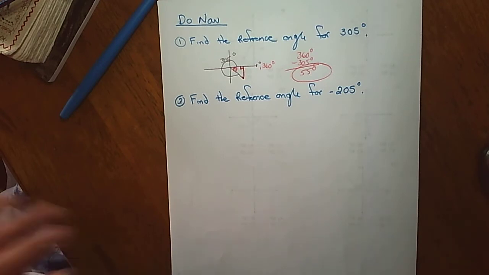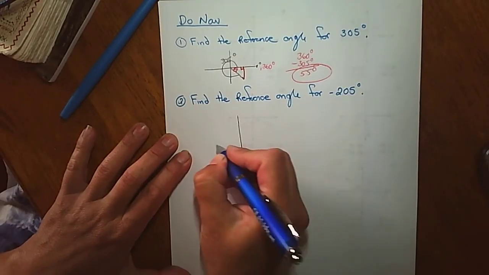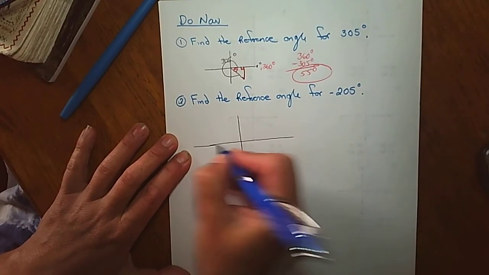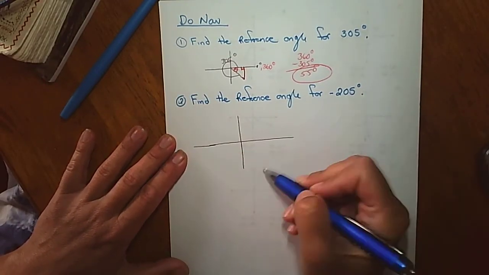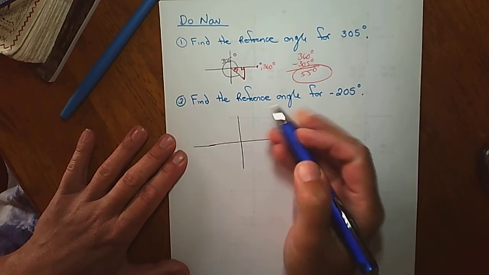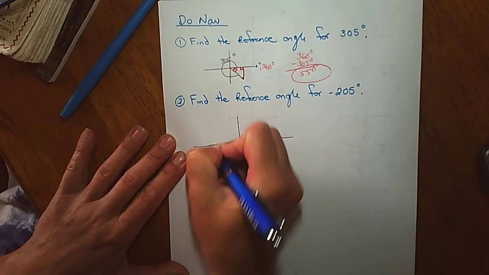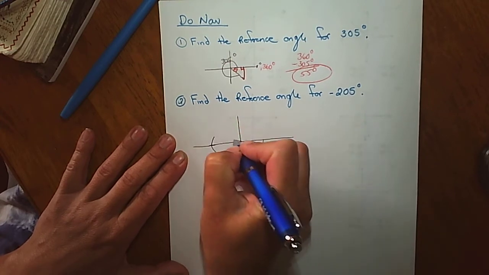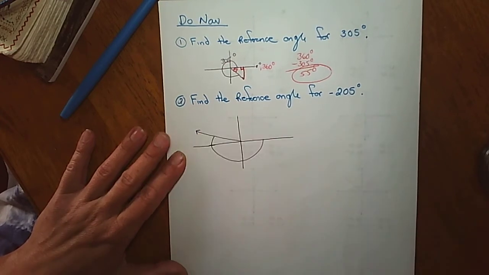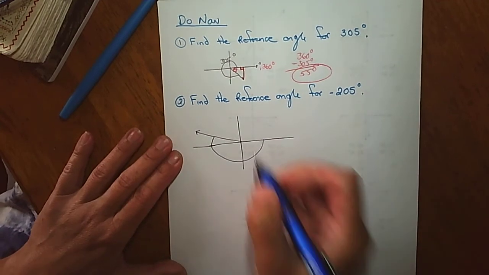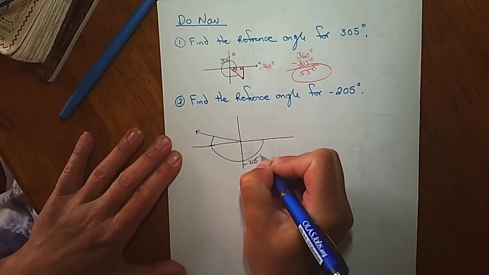All right, so hopefully you paused me or you did this one on your own. Graph it. Okay, negative 205 means I'm going backwards. I'm going down. So from here to here, negative 90, negative 180. So negative 205 is going to pull me to about there. All right, so this was negative 205 degrees.